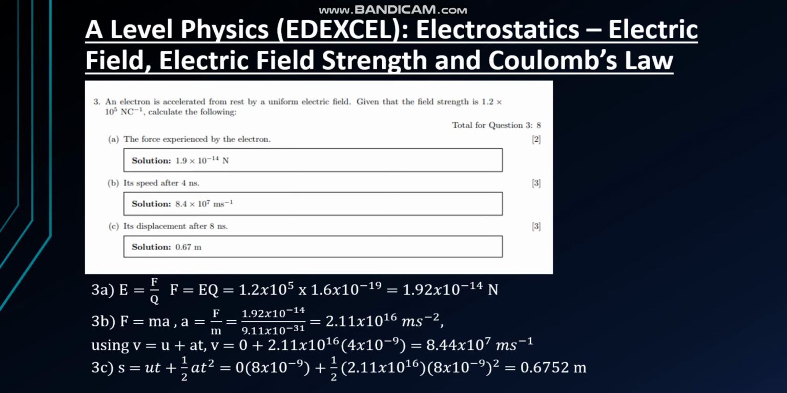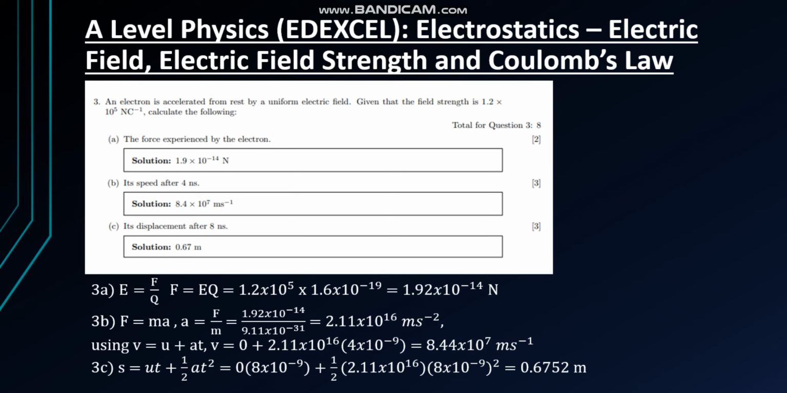For the third part of this question, it asks to state the displacement after 8 nanoseconds. So for this part, we use s is equal to ut plus a half at squared. So we already know that the initial velocity is 0, and we can just ignore that first part and focus on the second part, which is the half at squared.